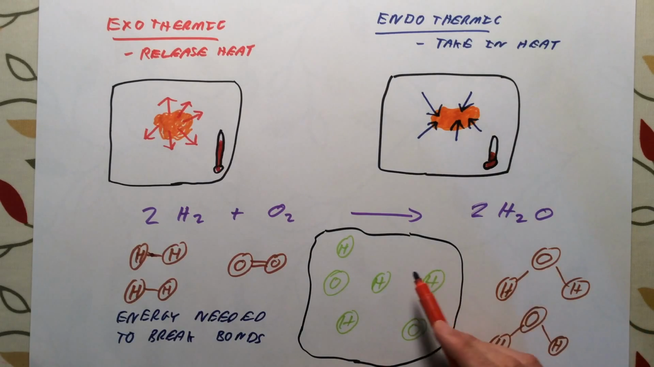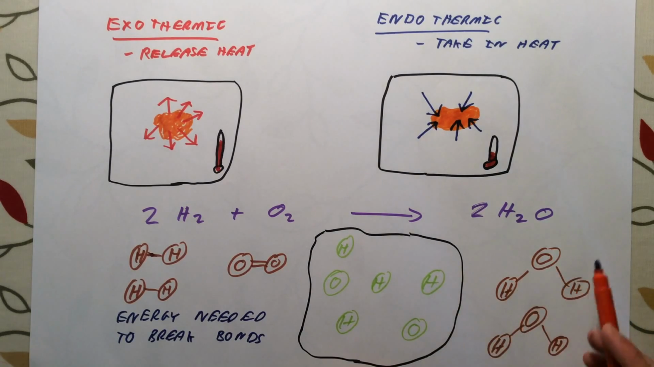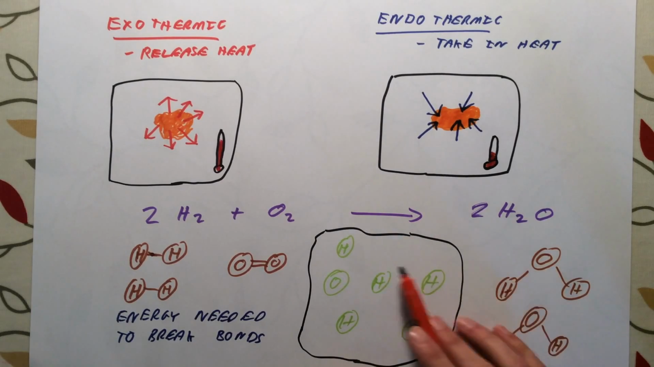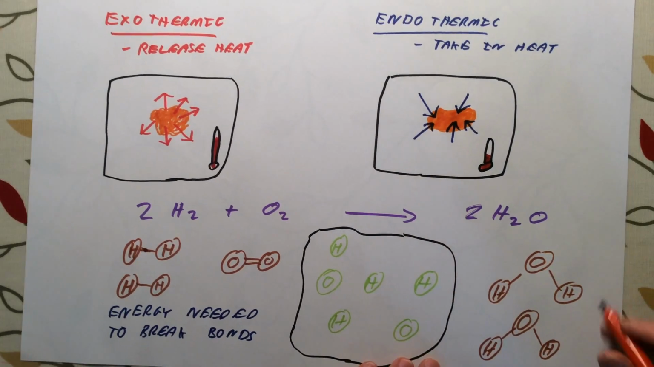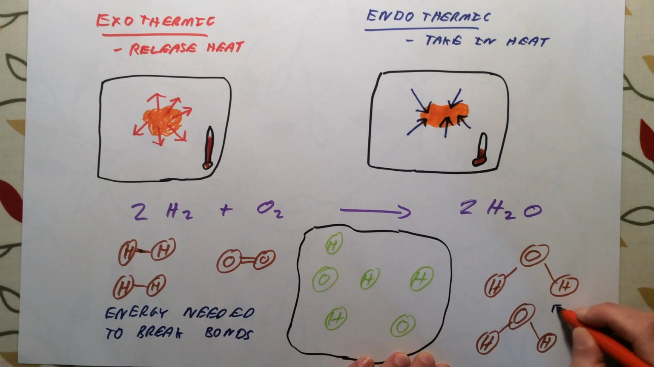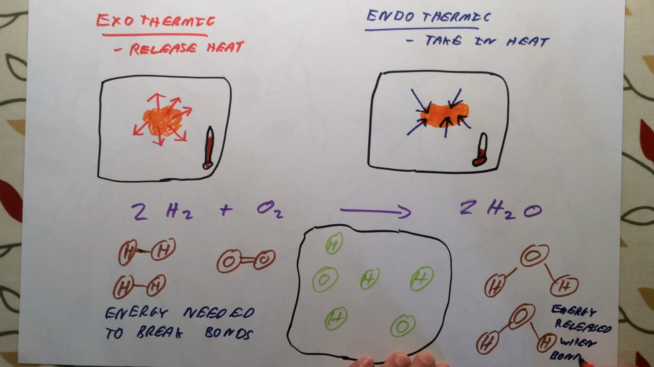At the end here, I've got two molecules again. My atoms have reformed bonds. So during this reaction, these atoms have rearranged themselves into this format and they've made new bonds. And that actually gives out energy. So energy is given out, energy released when bonds made.